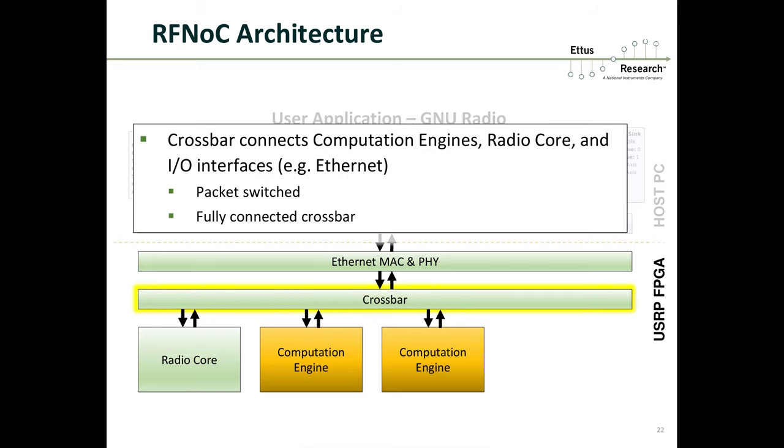The crossbar connects all the components in the RFNoC framework, such as the Ethernet MAC and PHY interface, the radio core block, and all the other RFNoC blocks, or CEs. All data in RFNoC is passed in a packetized format, so the crossbar is essentially a packet switch. The crossbar is fully connected, meaning that each component connected to the crossbar is connected to all the other components that are connected to the crossbar. The name of the framework, RFNoC, or RF Network on Chip, comes from this architecture.